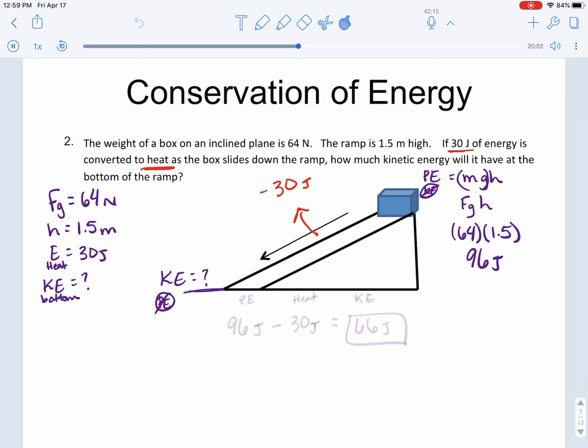So the way that we calculate this final answer is to take the 96 joules that we had at the top, subtract the 30 joules of heat energy that it loses along the way, and what's left over is the kinetic energy at the bottom.